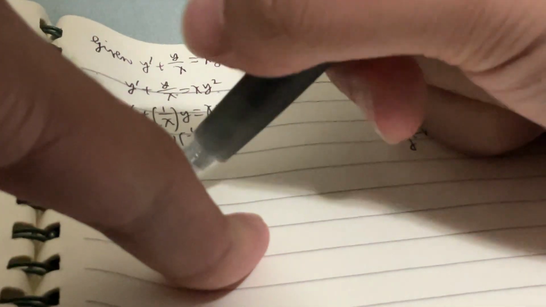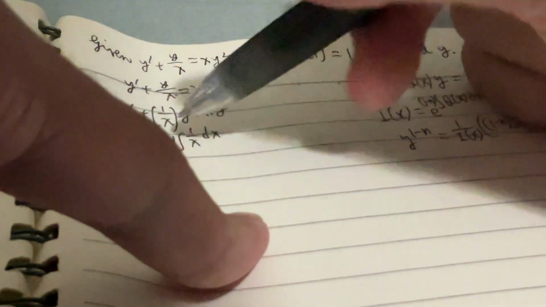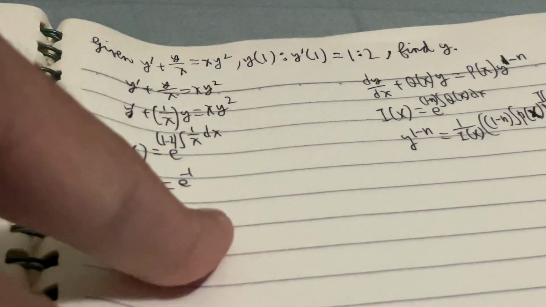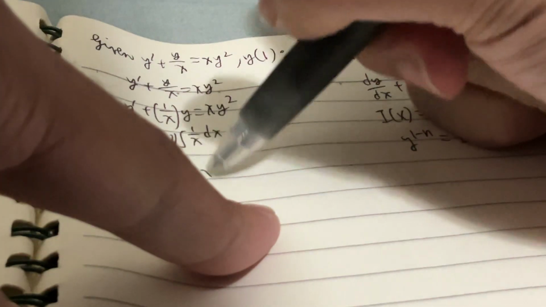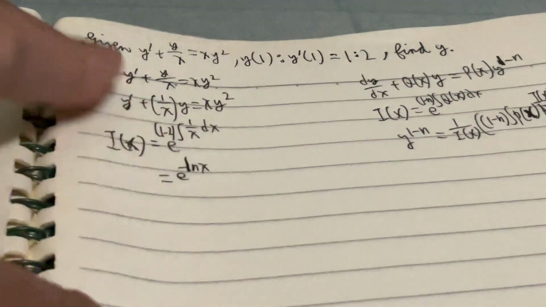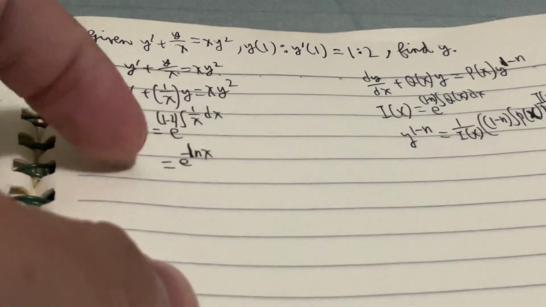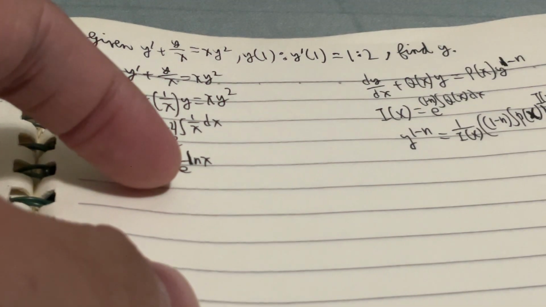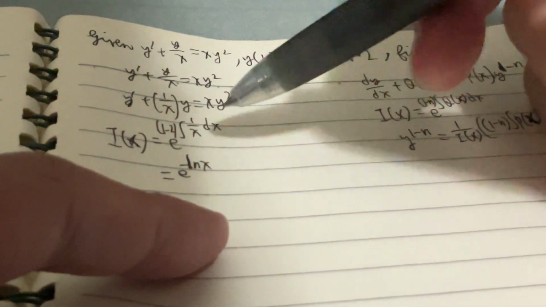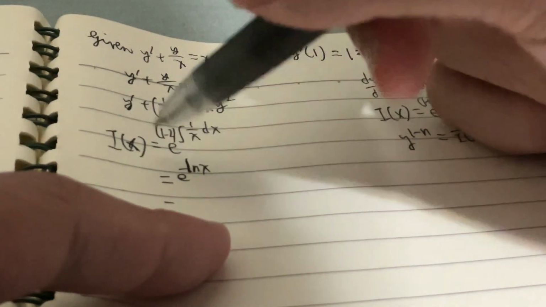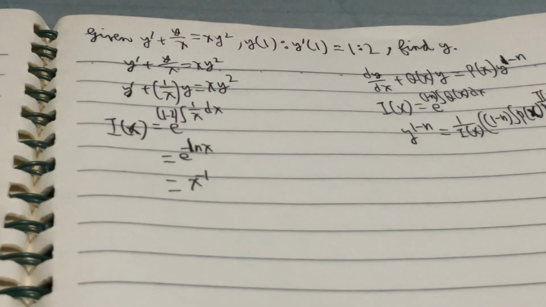1 minus 2 is negative 1, so you get negative 1 times that. The integral of 1 over x here is ln x. Don't need the constant here, just forget about it. And then use the properties of ln, put the negative 1 inside, you get e to the power of ln x to the power of negative 1. That e and ln get cancelled, so you get x to the power of negative 1. Next step.